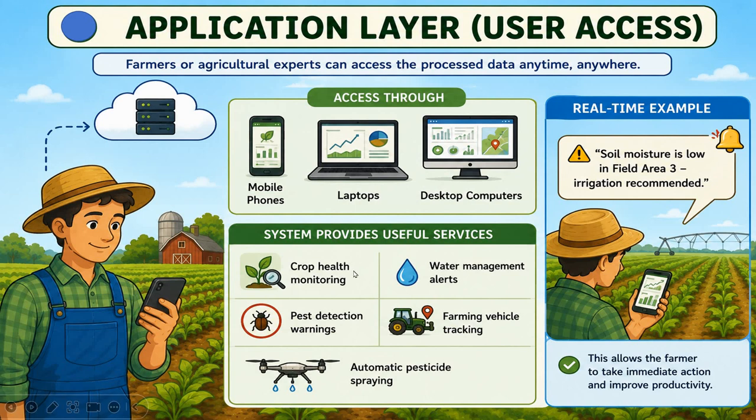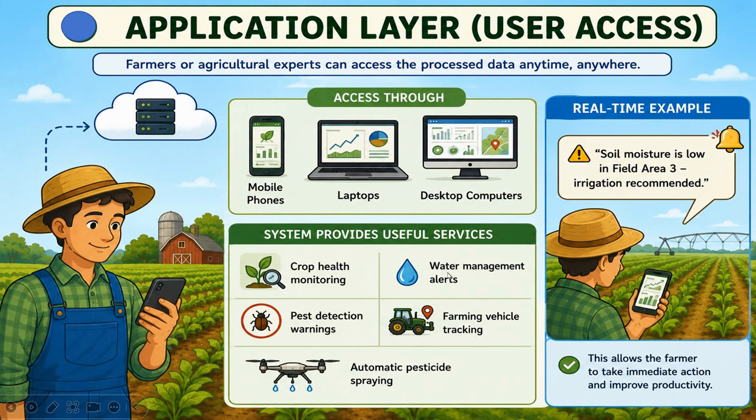Then these devices display the information through mobile applications, websites or dashboards, and the farmers monitor their fields anytime from anywhere without physically visiting the entire farm. So the application layer provides several useful services such as crop health monitoring, where the system continuously monitors the crop conditions and helps the farmers identify unhealthy plants at an early stage.